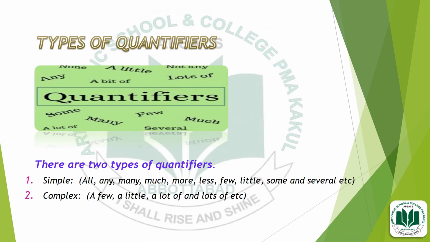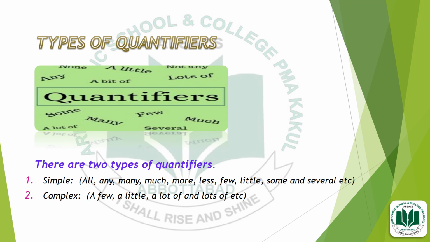There are different types of quantifiers and there are various quantifiers. For example, any, a bit of, a little, lots of, some, many, few, several, much and a lot of, etc. And these quantifiers are divided into two types. The first is simple and the second is complex.